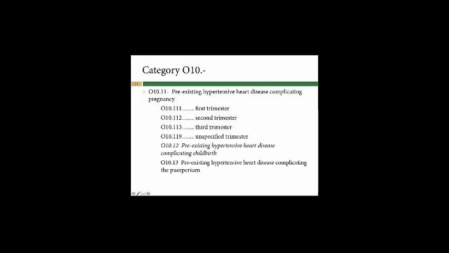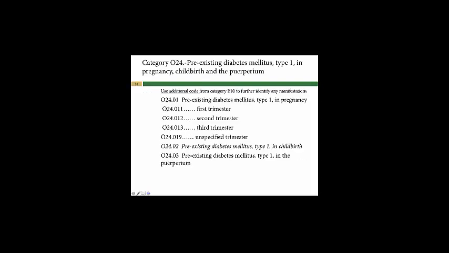So here's an example of a code, supervision, pre-existing hypertensive heart disease, divided by trimester, and then look at the code that I have italicized. O10.12, pre-existing hypertensive heart disease complicating childbirth. So if you had a patient who had pre-existing hypertensive heart disease and gave birth, that's the principal diagnosis code that we would use. If you were still taking care of the patient and the patient hadn't delivered yet, then we would have the first, second, third trimester codes that we would be using.